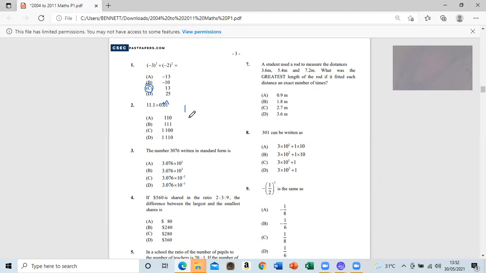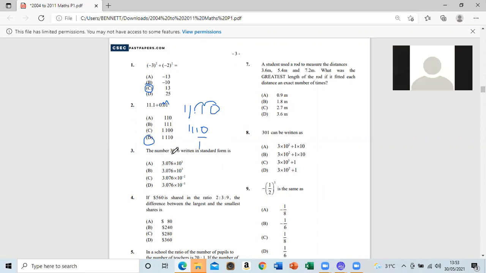So we have 11.1. Let's add 0 to move the space. So we'll move 1, 2. So we get 1, 1, 1, 0 divided by 1. So these are this, right? So it's D.